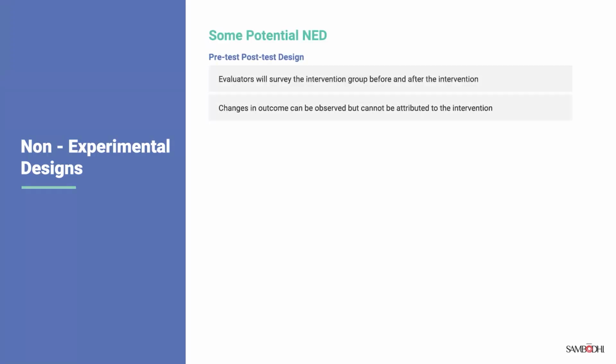Now let us understand some potential NED that can be used for research. Number 1. Pre-test post-test design. In this type of NED, the evaluators will survey the intervention group before and after the intervention. However, in this approach, even though we are able to track the changes in the outcome through observation, it cannot be attributed to the intervention.